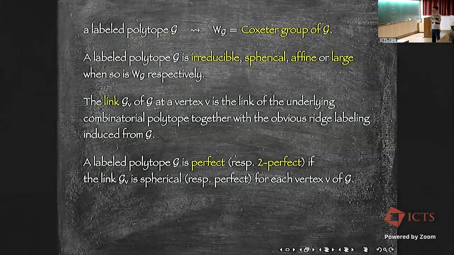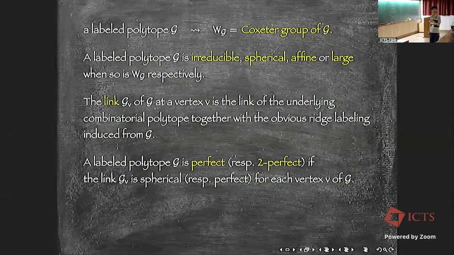So then I call a labeled polytope irreducible when the group is irreducible. Okay, because for example, I already explained when the Coxeter group is reducible, spherical, or affine, but corresponding to the polytope I also call it irreducible, spherical, affine, etc. Okay.